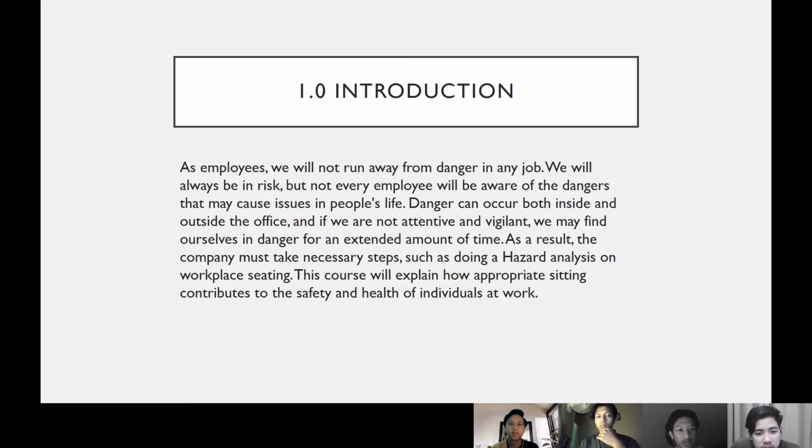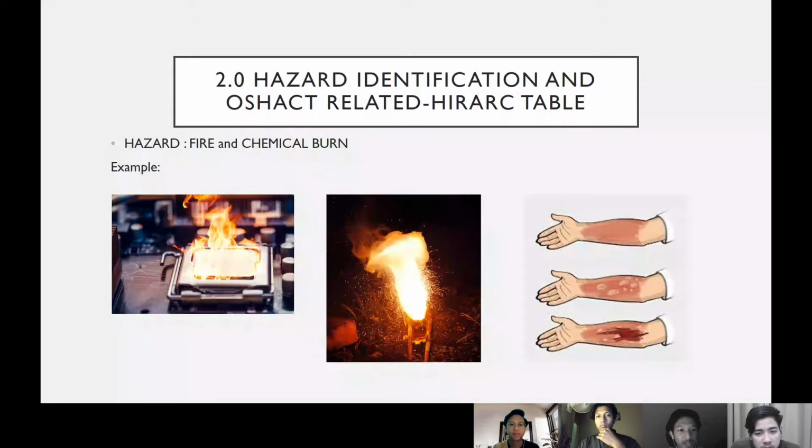Okay, second, 2.0, hazard identification and the related hierarchy table. First, I will tell you about the hazards of fire and chemical burn. Chemical burn occurs when our skin or eyes come into contact with a reagent such as an acid or base. Chemical burns are also known as caustic burns. They may cause irritation on your skin or in our body. Chemical burns have different symptoms depending on how they happen.